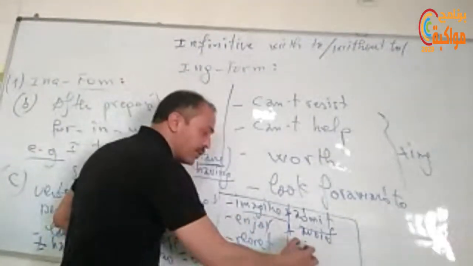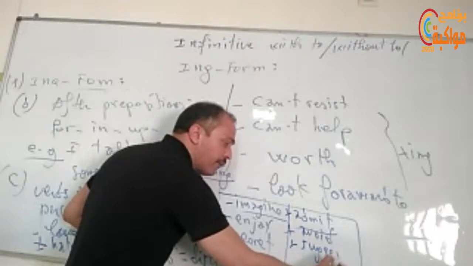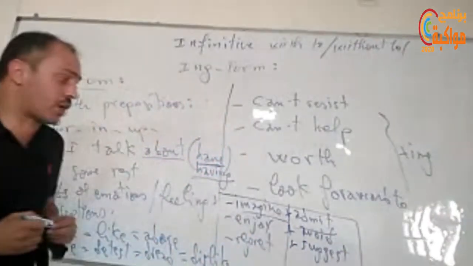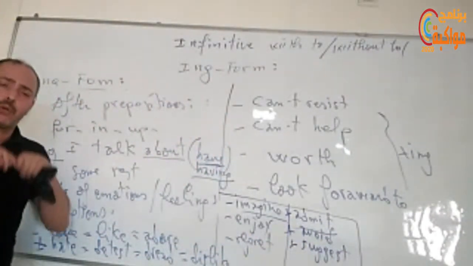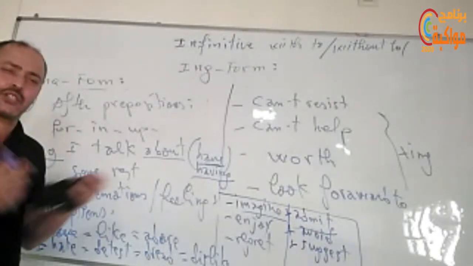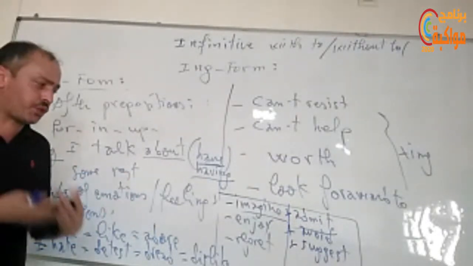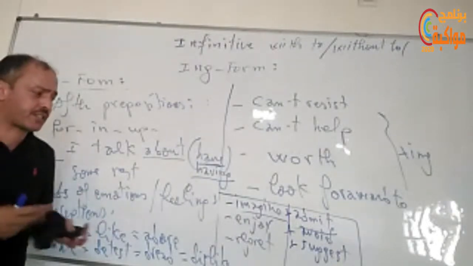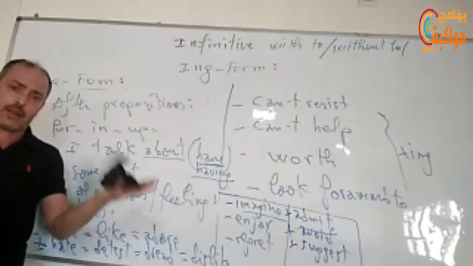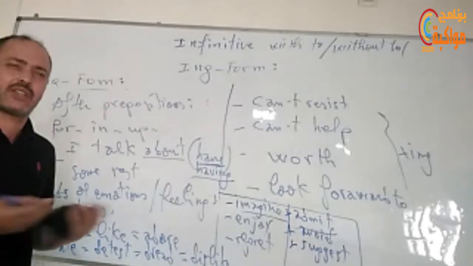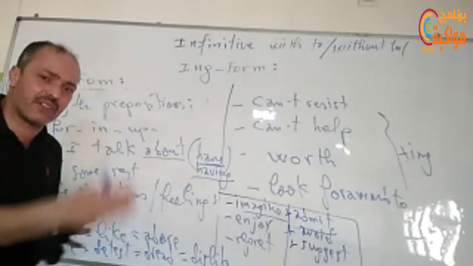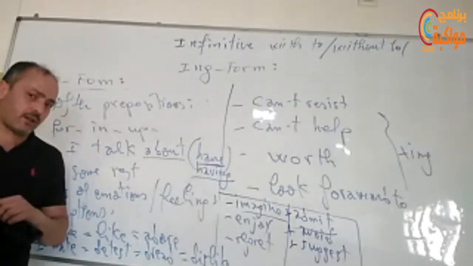So other verbs, for example, here, suggest, okay? I suggest. So suggest means propose things. You have nothing to do, you can suggest what you should do. For example, I suggest going for a trip. I suggest having some rest when you get tired, all right? I suggest doing something, okay?